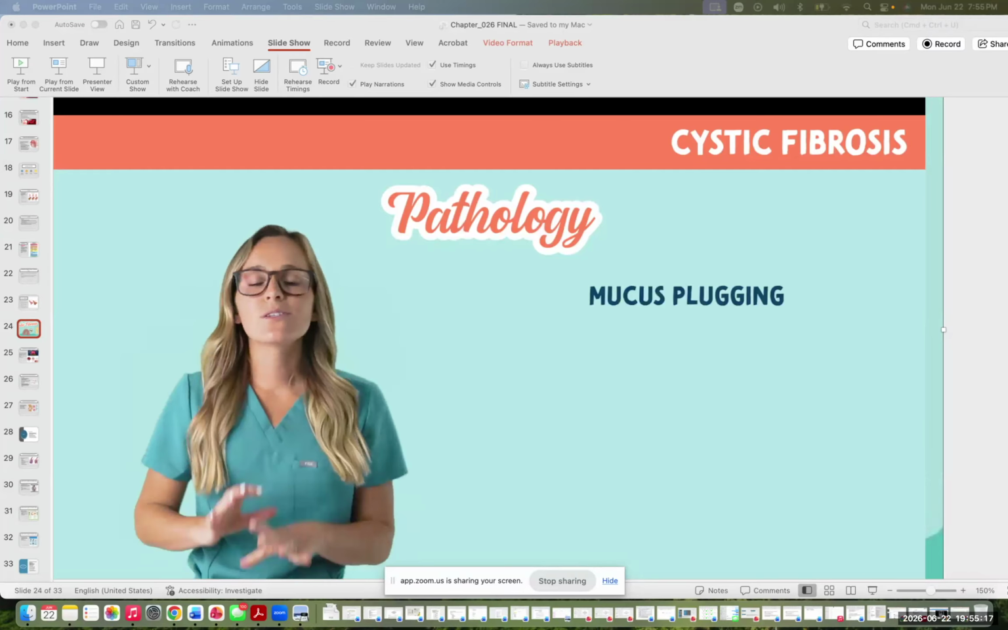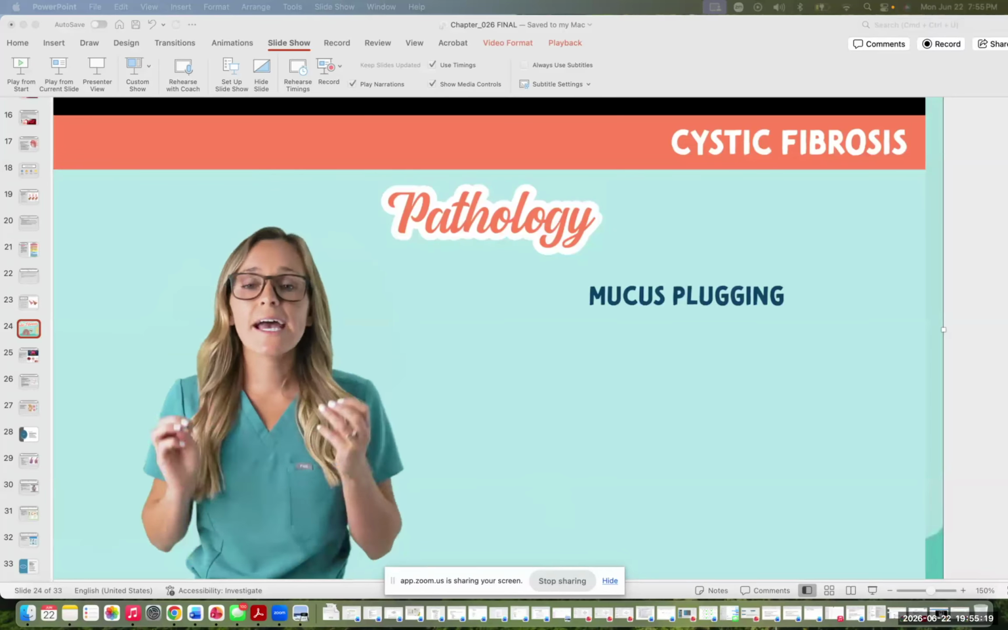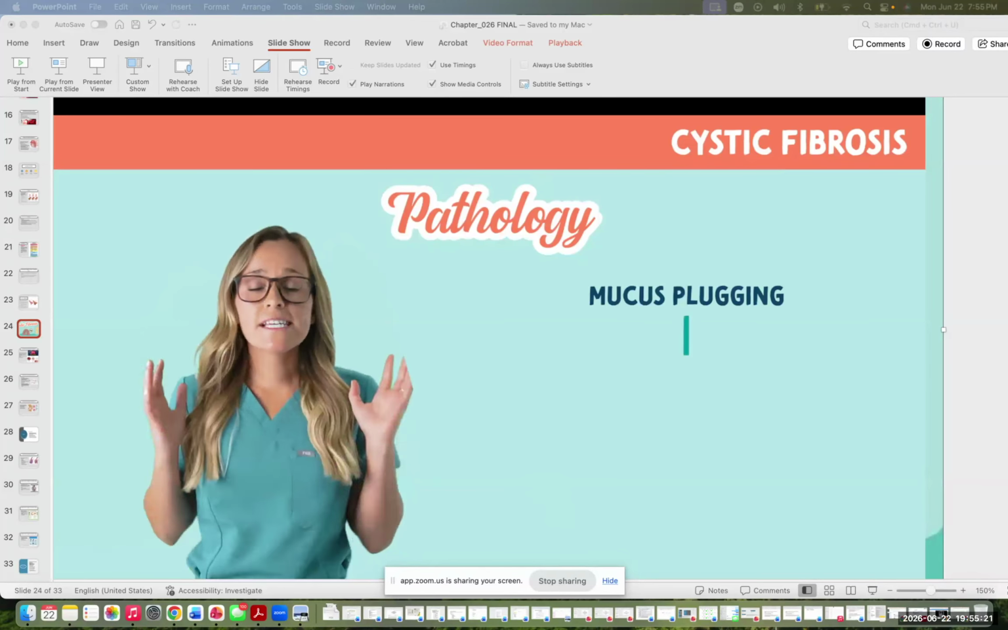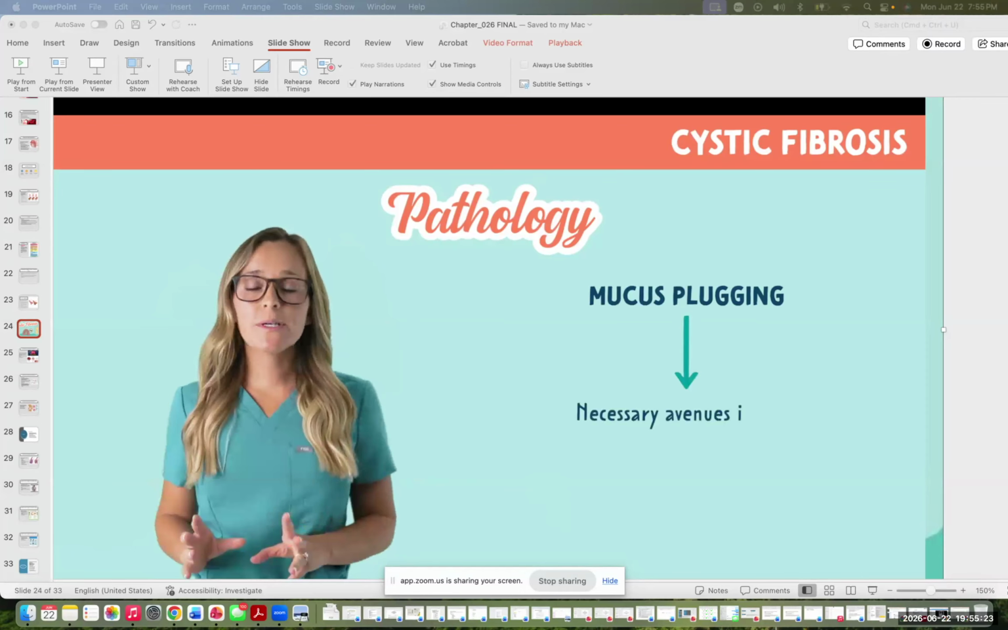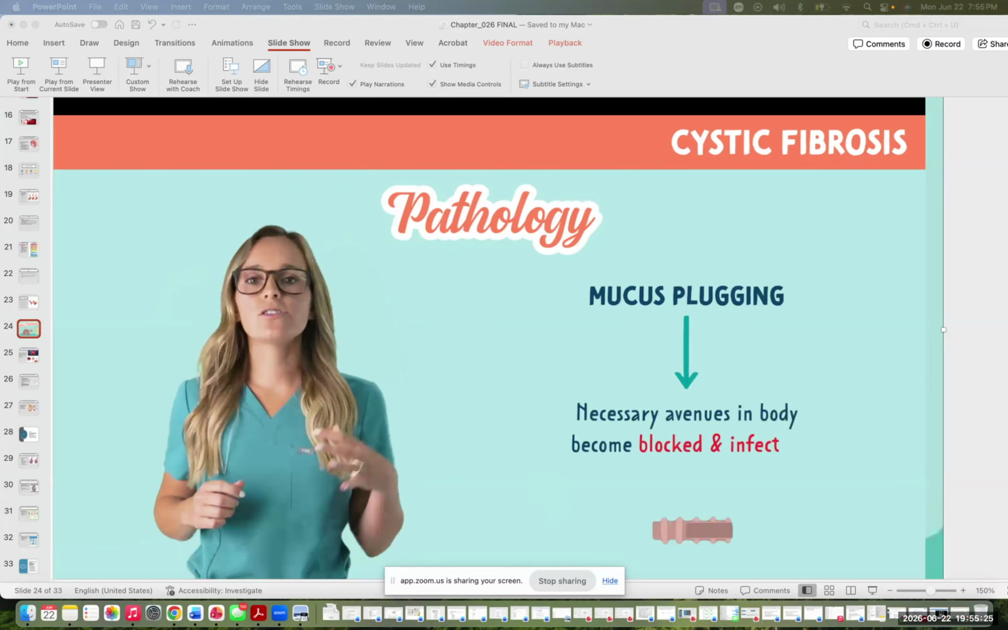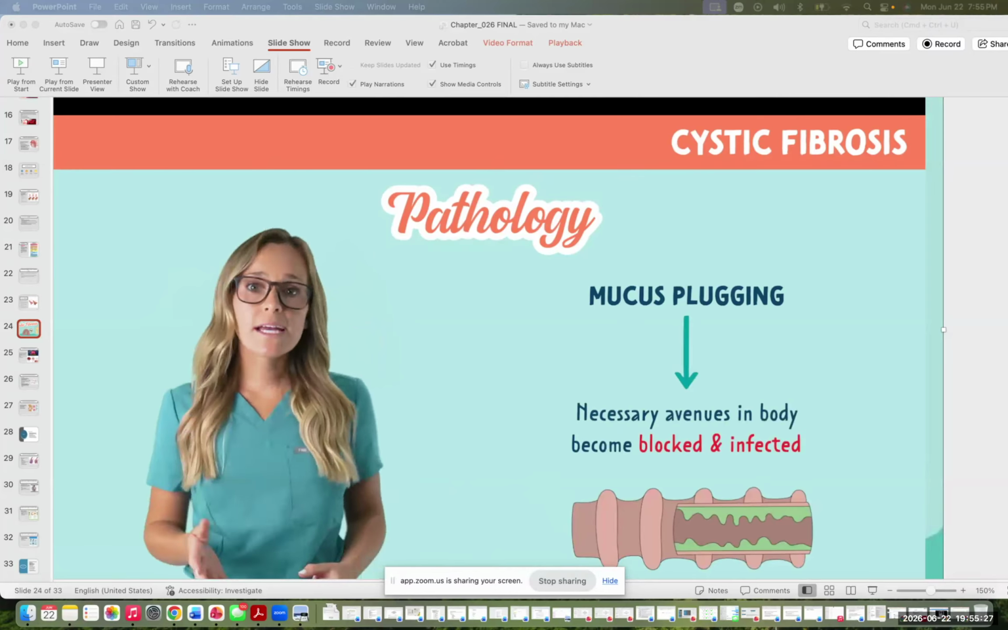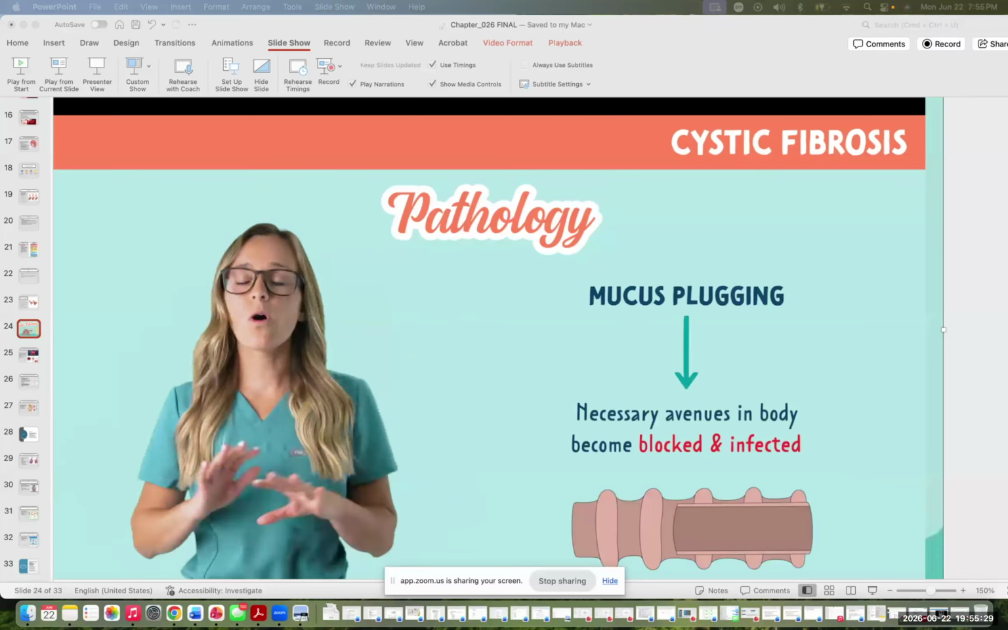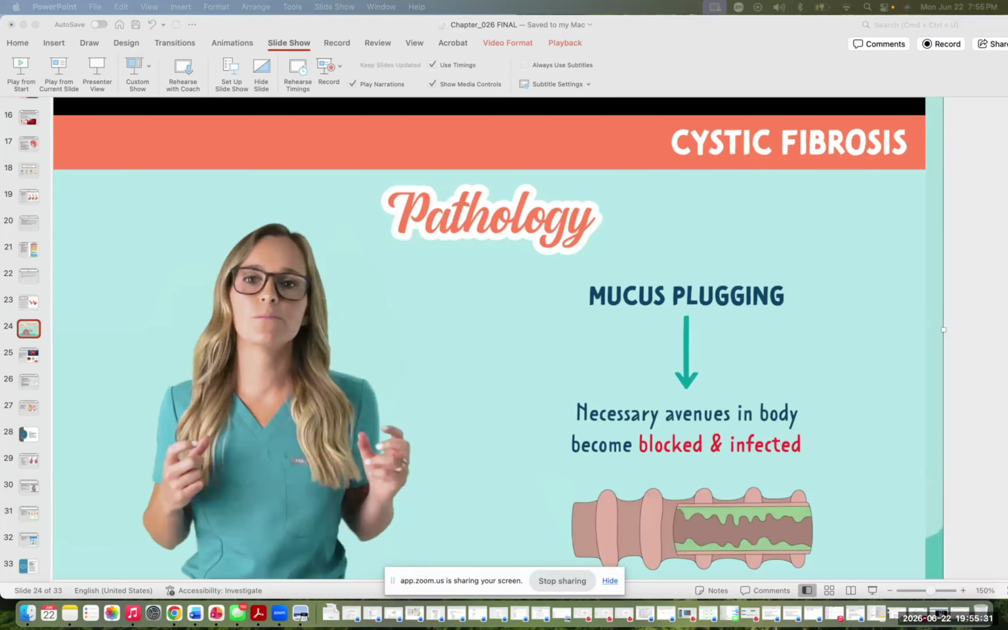This mucus plugging is when the mucus becomes too sticky and creates a plug. This causes necessary avenues in the body to become infected, such as the reproductive organs, airways, and GI passageways all become blocked with that thick mucus.